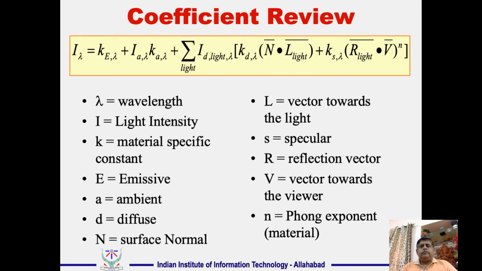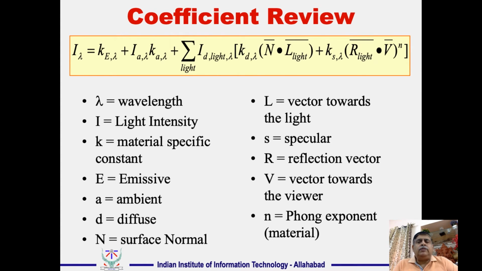Coefficient review. We have seen this equation. The different coefficients of this equation are lambda, the wavelength; I, the light intensity which we are modeling; K is the material-specific constant which defines the color of the material. E, emissivity; A, the ambient component; D, the diffused component or the Lambert's component.